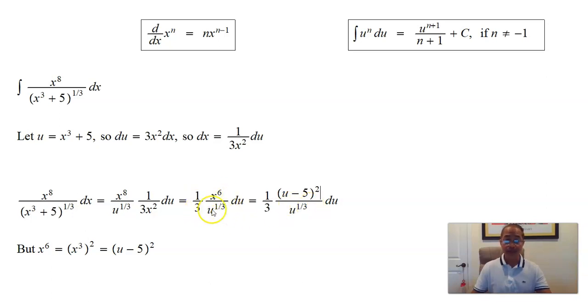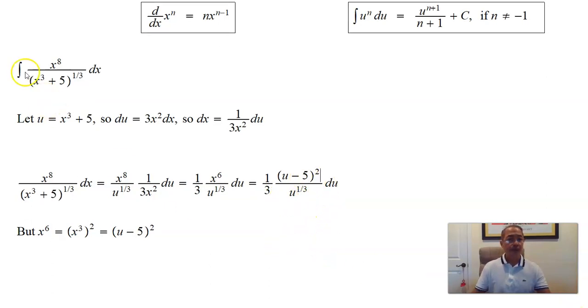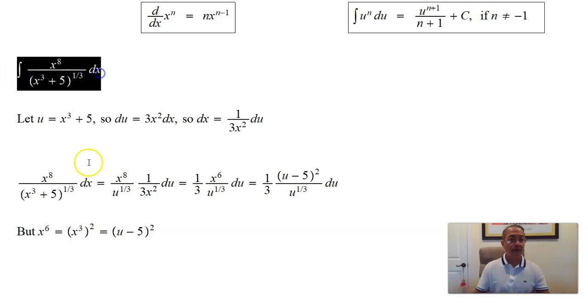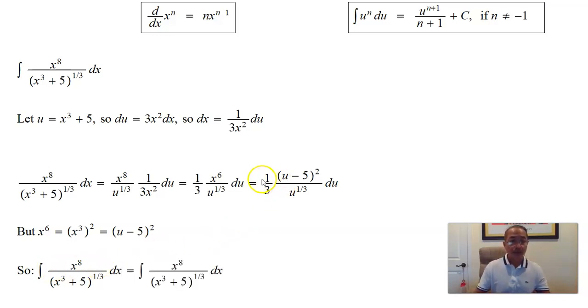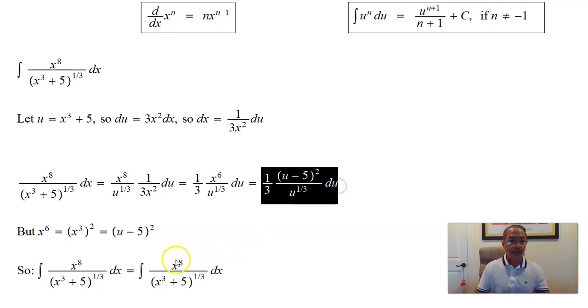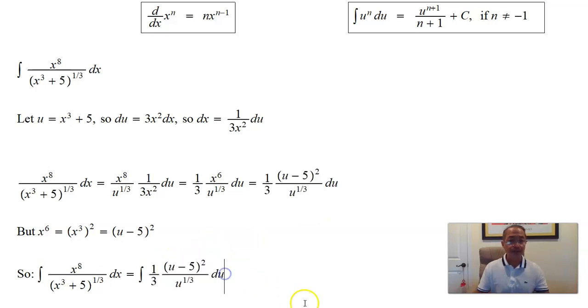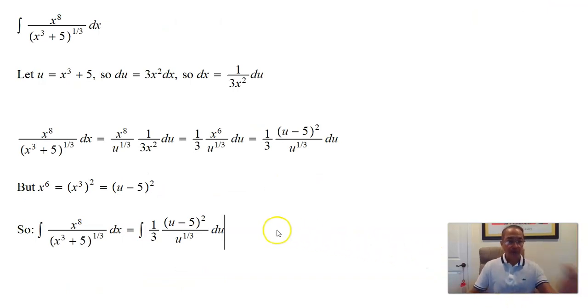Okay, so at this point, you're out of luck. You cannot apply the power rule just yet. You have to wait until everything is in terms of u. Let's summarize what we have so far. Our problem has now been transformed to 1/3 u minus 5 to the 5th power divided by u to the 1/3 du. That is what we need to integrate.